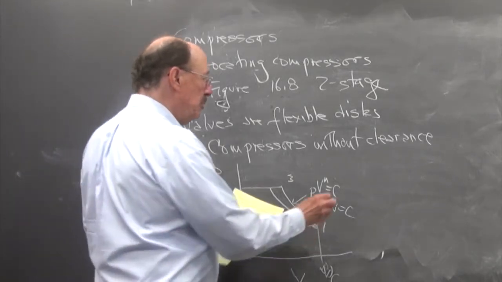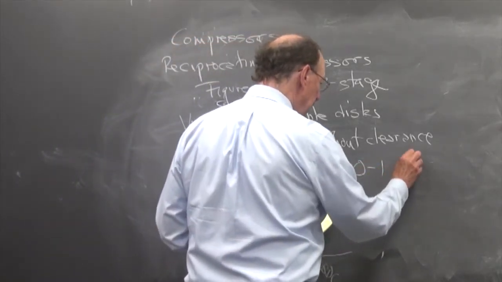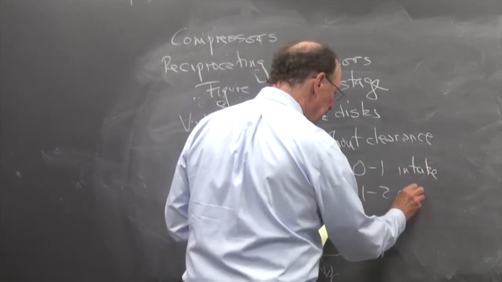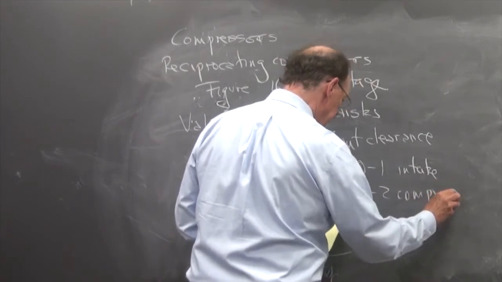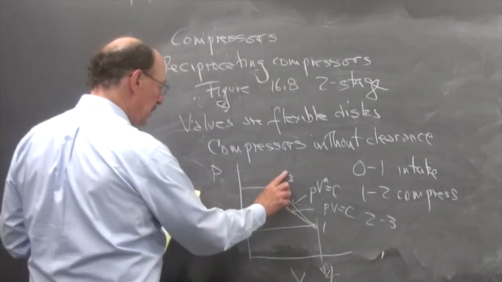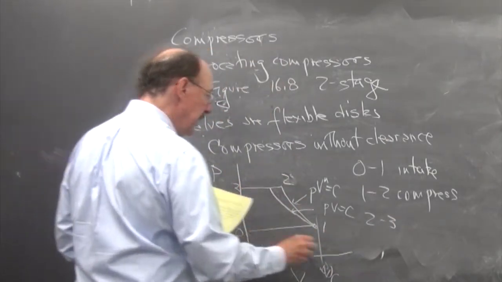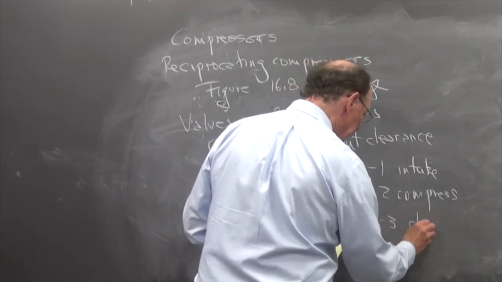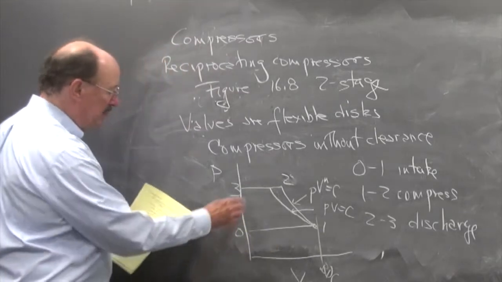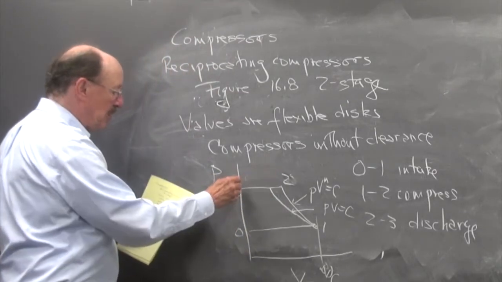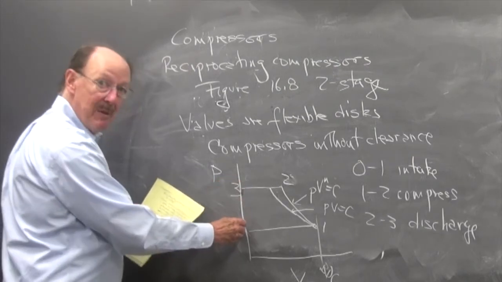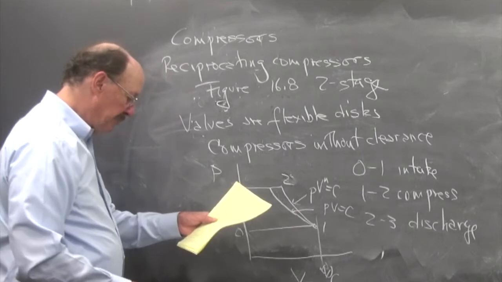We have 0 to 1 as our intake. 1 to 2 is compression. 2 to 3, oops, this is 2, and here's 3. 2 to 3 is discharge. What happens is we're assuming that the piston goes all the way and all the air, or all the substance in here, disappears, and then it drops right back down again and we start the intake. So that's what it looks like.